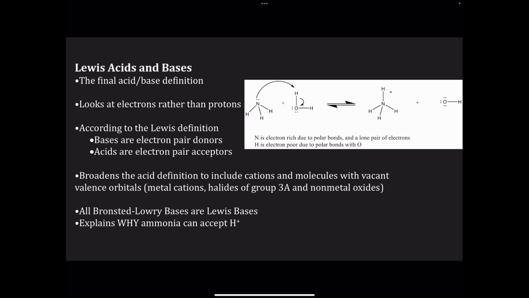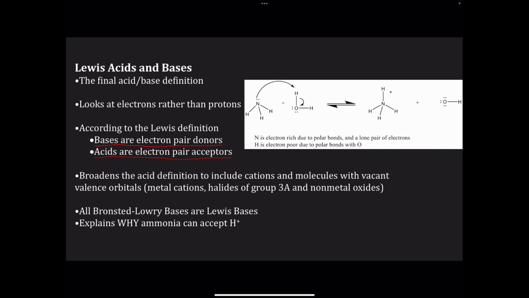So rather than looking at what happens to the hydrogen, remember Bronsted-Lowry, we looked at gaining or losing hydrogens. If we're gaining or losing hydrogens, we're breaking bonds. And anytime we're dealing with breaking or forming bonds, we're dealing with electrons. So the Lewis acid-base definition looks at it from the perspective of what's going on with the electrons. According to the Lewis definition, bases are electron pair donors. Acids are going to be electron pair acceptors.